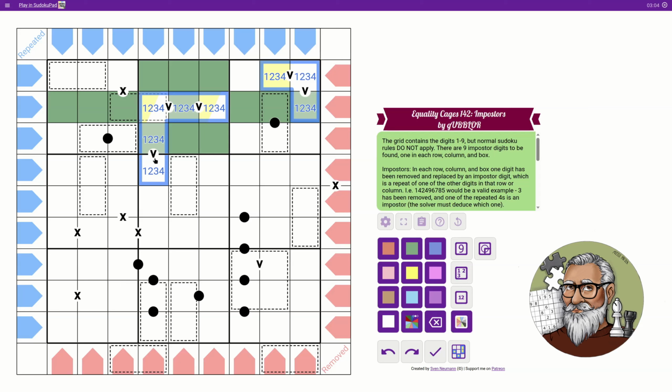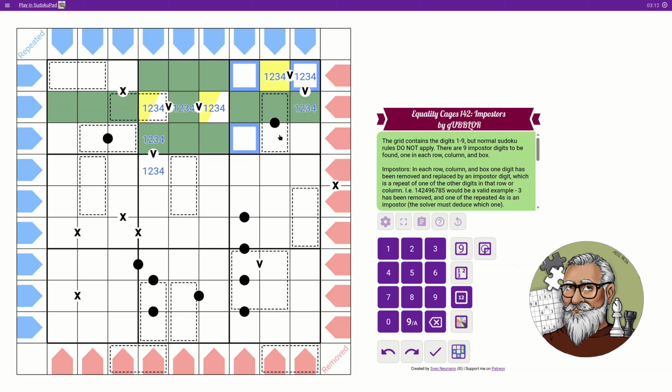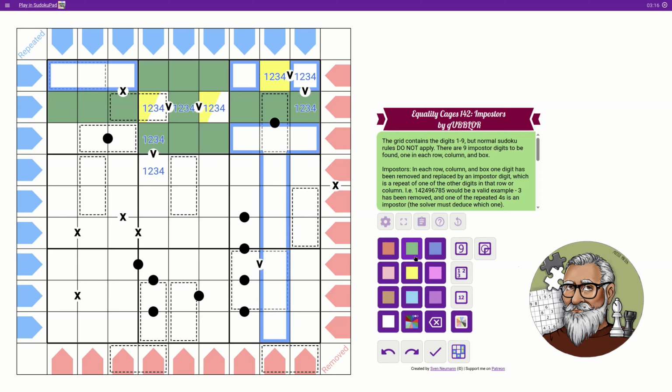Right. So do we know anything more about these? Well, of course, now that I know that this one is an imposter, then all of these are not, right? All of these are not.